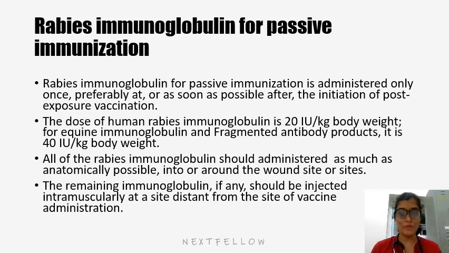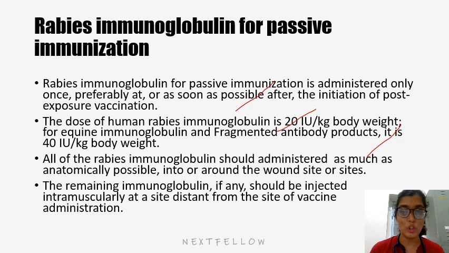Rabies immunoglobulin for passive immunization. Rabies immunoglobulin for passive immunization is administered only once, preferably at or as soon as possible after the initiation of post-exposure vaccination. The dose of rabies immunoglobulin is 20 international units per kg body weight. For equine immunoglobulin and fragmented antibody products, it is 40 international units per kg body weight.